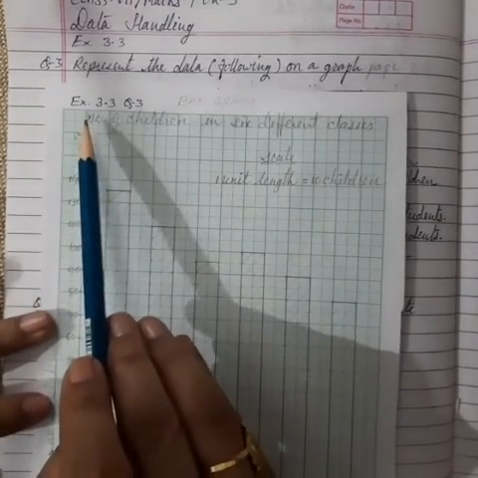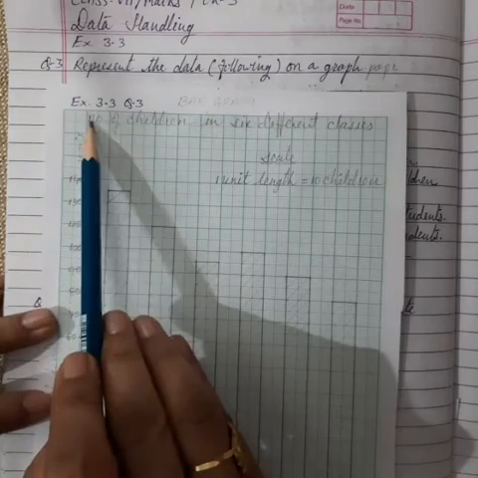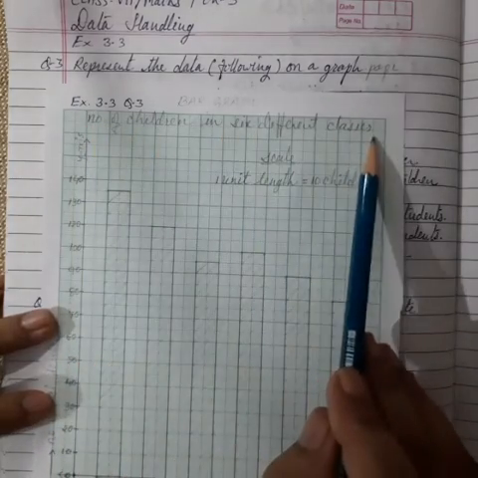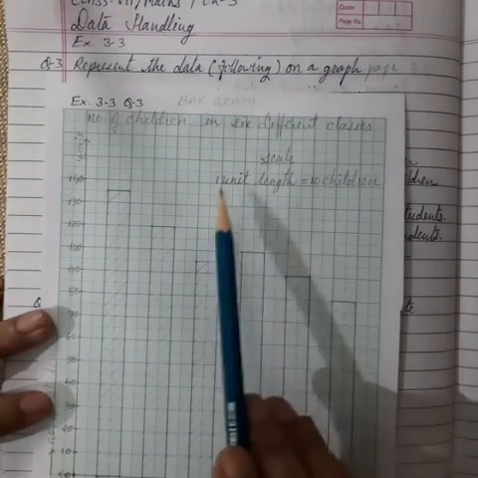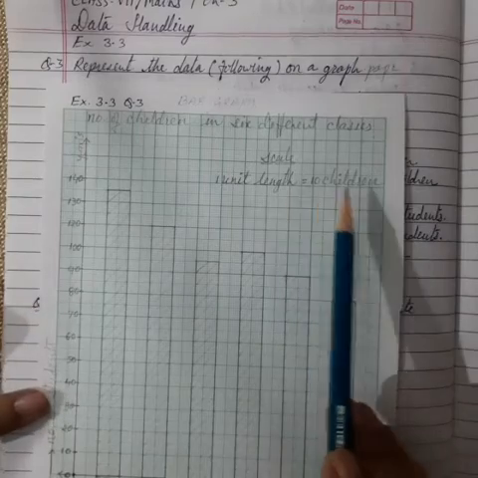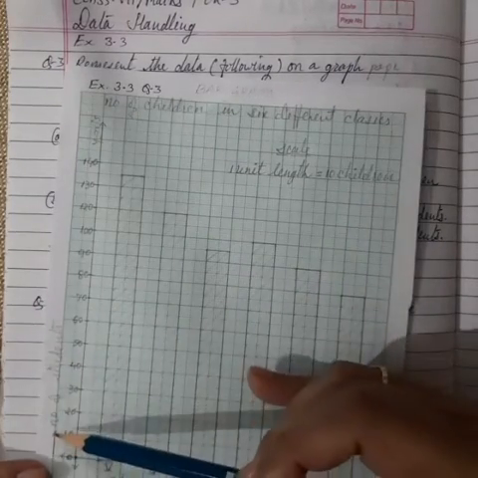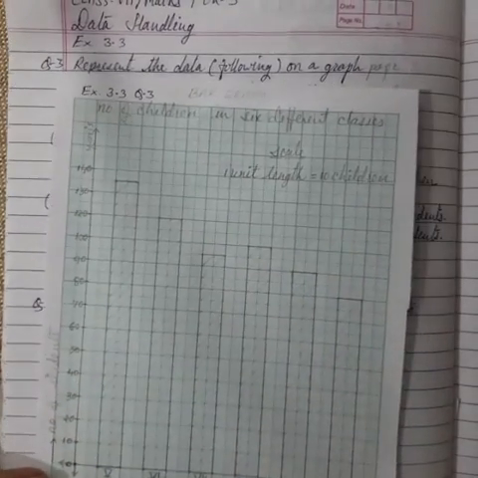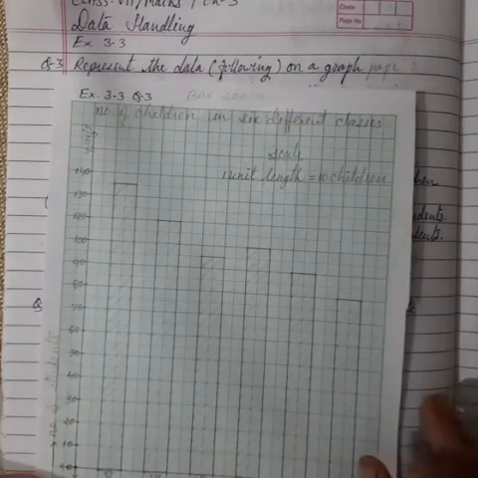So first, title also is very important. Title is number of children in different classes. Scale we have chosen 1 unit length equal to 10 children. This number of children, classes, everything you have to write properly.